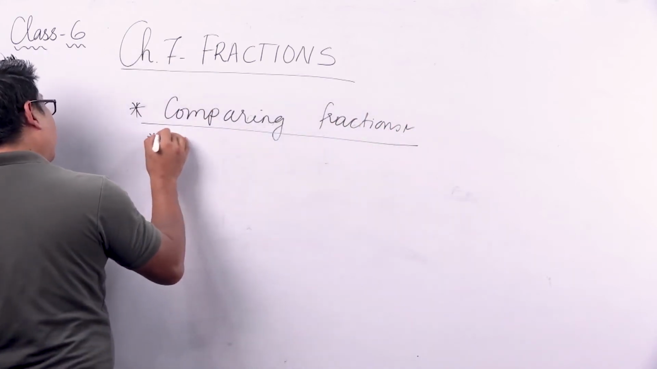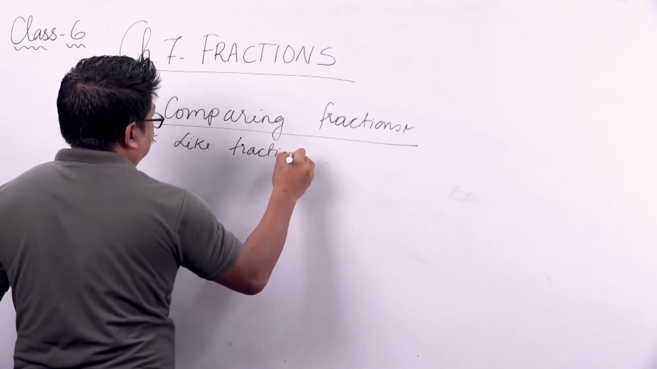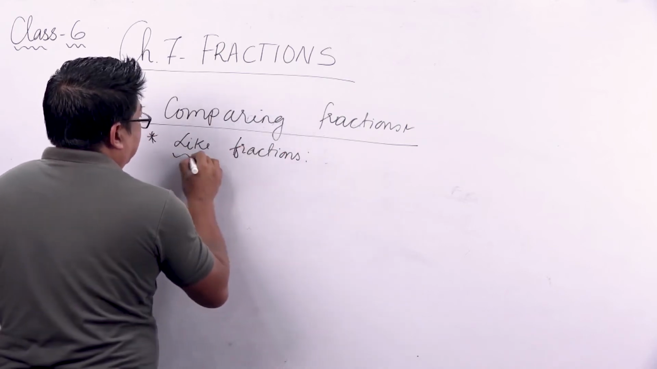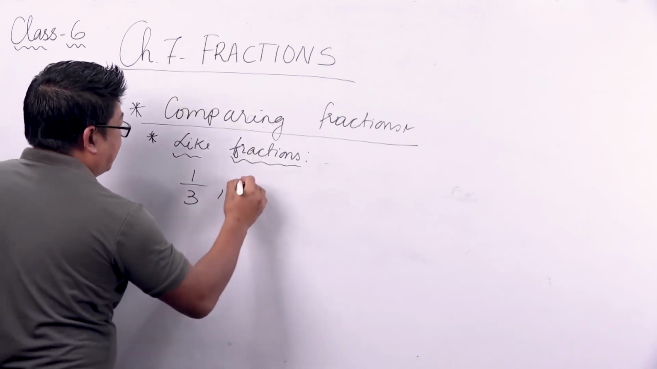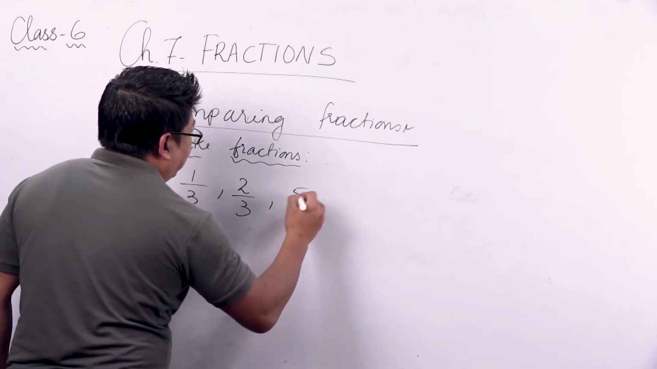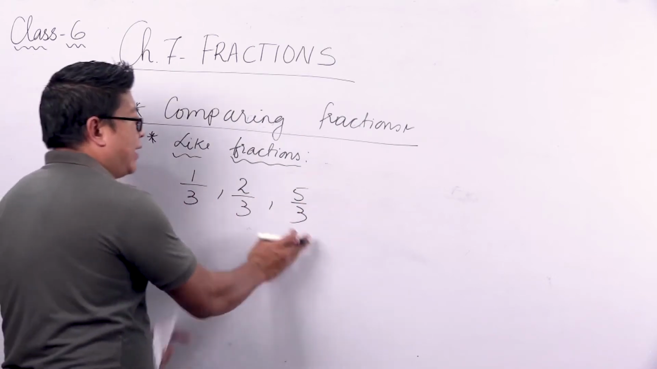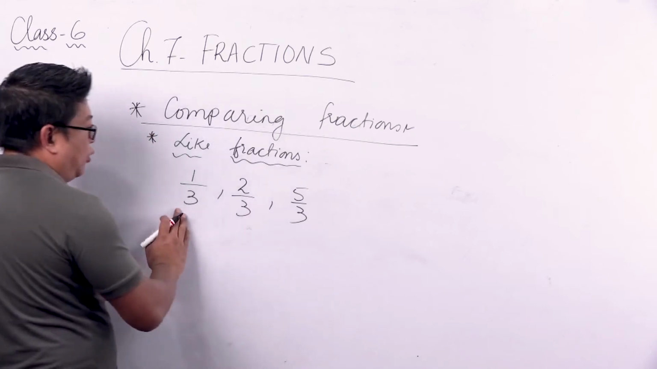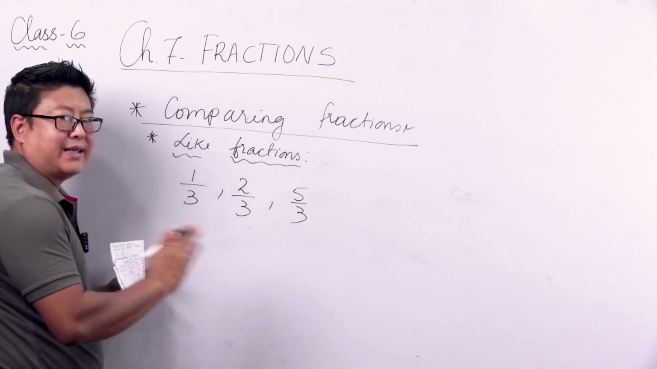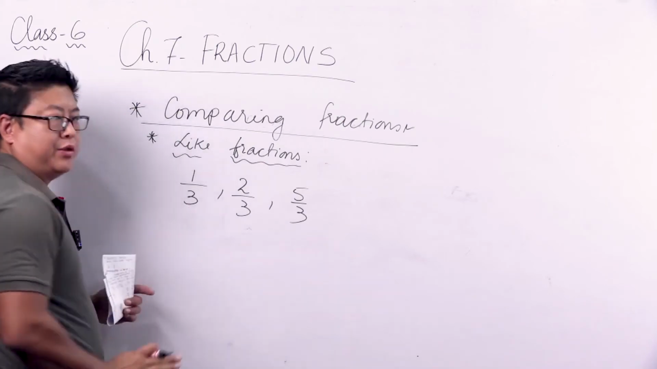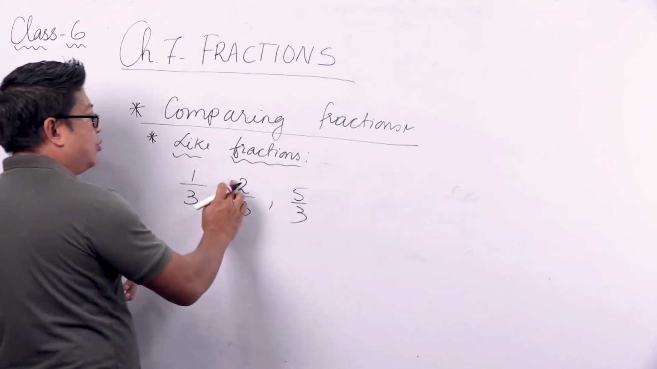So when we compare like fractions, we've already discussed 1 by 3, for example, 2 by 3, 5 by 3, and so on. When we compare these to check whether they are smaller or greater, we will look at the denominators first. Like fractions means the denominators should be same. If one is 3, all of them have to be 3. Now, since all of them are same, we will compare the numerators 1, 2, 5.